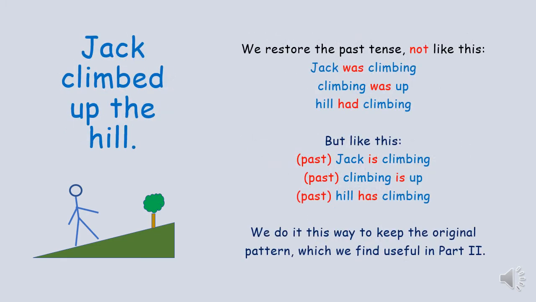Then we reintroduce the past tense into our expressions, but not like this, which modifies the is and has expressions. Jack was climbing, climbing was up, hill had climbing, but like this, we say in the past, putting the past into parentheses, Jack is climbing, in the past, climbing is up, in the past, hill has climbing. The reason we do it this way is it retains the original pattern, which we will eventually find useful in part 2.